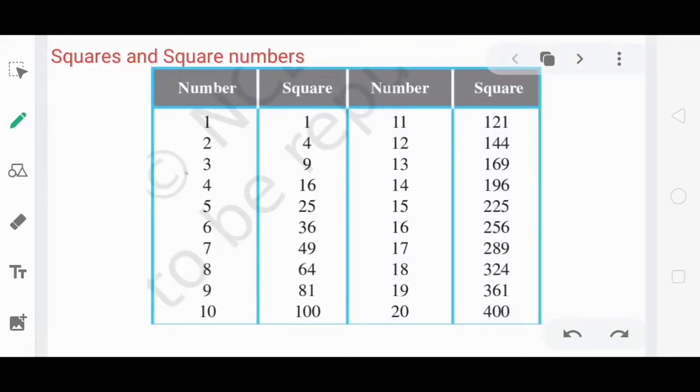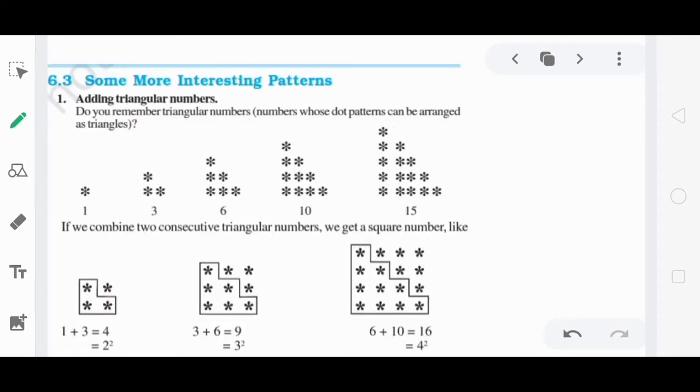Jai Hind students, this is our second video for the chapter Squares and Square Numbers. Here some square numbers are given and it was your homework to learn these numbers. We need to discuss some more properties of square numbers. Square numbers are also called perfect square numbers.